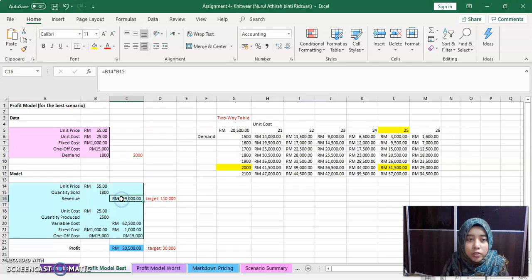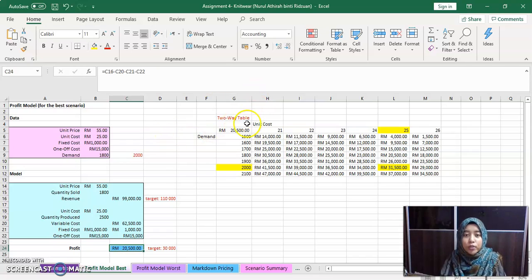So firstly, I need to calculate the revenue. Revenue comes from the unit price multiplied by quantity sold. I get the 99,000 ringgit. Next, variable cost, I need to multiply between the unit cost and quantity produced, which are 62,500, and then fixed cost rental 1,000 ringgit. One-off cost for the machine is 15,000. So to get the profit, I need to subtract revenue, variable cost, fixed cost, one-off cost. I get the 20,500 ringgit. So as you can see, it doesn't achieve my target, 30,000 ringgit.